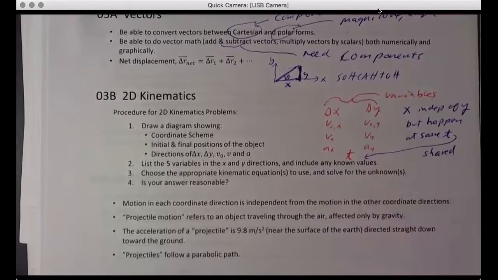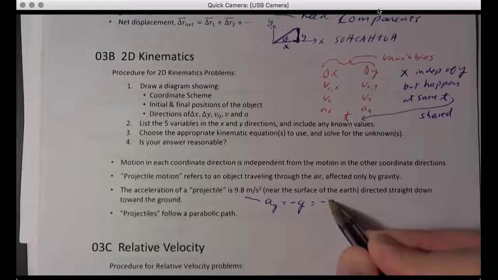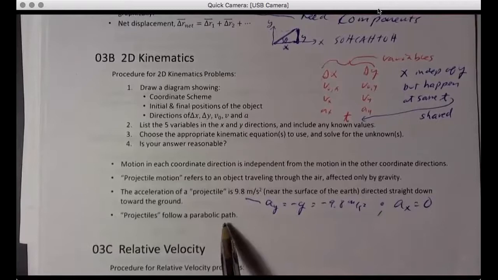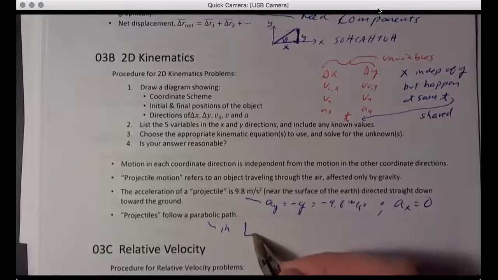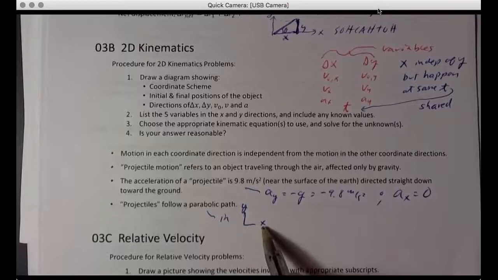And when you have projectiles, you have AY equal to minus g, equal to minus 9.8 meters per second squared, and AX is equal to zero. And they follow a parabolic path in X, Y. Notice that's not Y of T, it's X and Y.